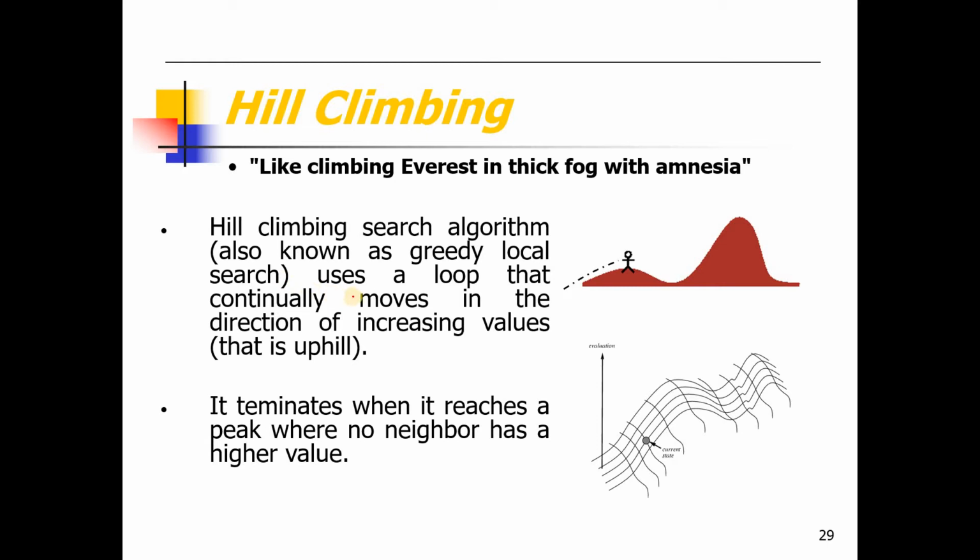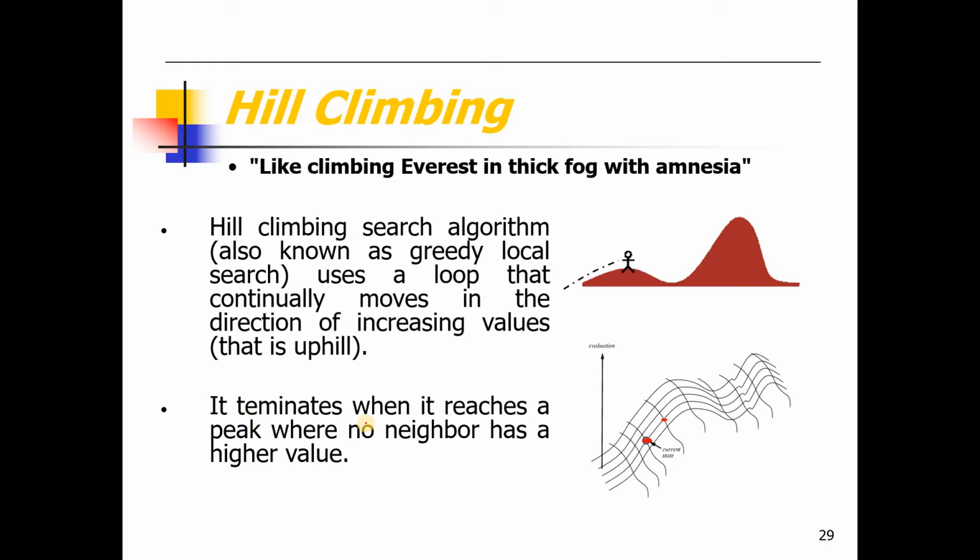What we try to do here is use a loop that continually moves in the direction of increasing values. For example, if I am standing at this point, I will check all the states in the surroundings, and I will only select the state which gives me more advantage. This is like the greedy approach we have seen before. We try to get more advantage, we try to be more greedy. And again, like greedy search, it has some disadvantages.